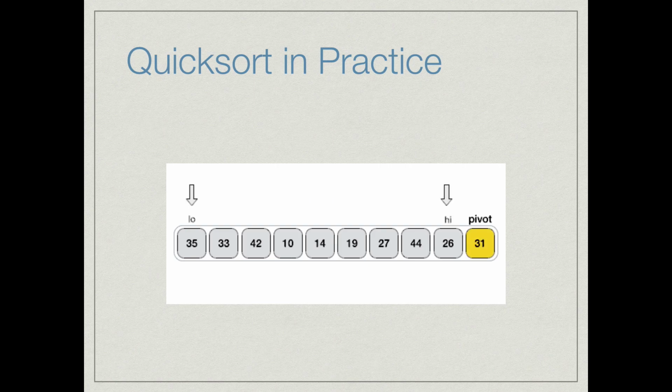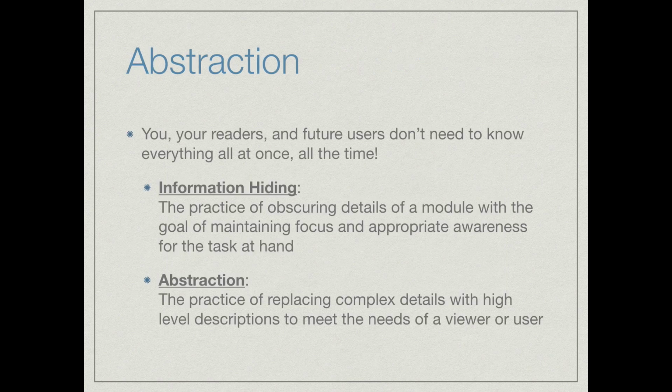So this particular animation only shows one particular pivot, so sorting the algorithm according to a single pivot, but any given value could be your pivot. So you would have to go through multiple iterations until no swaps have to be made. Okay. So moving on to just general abstraction discussions here.